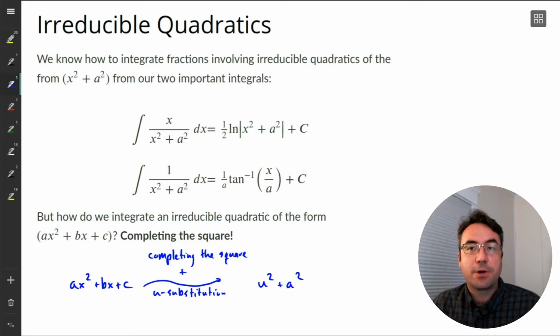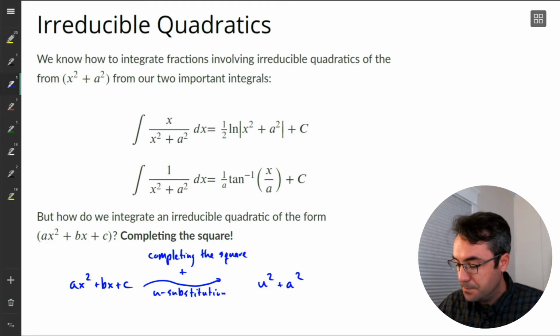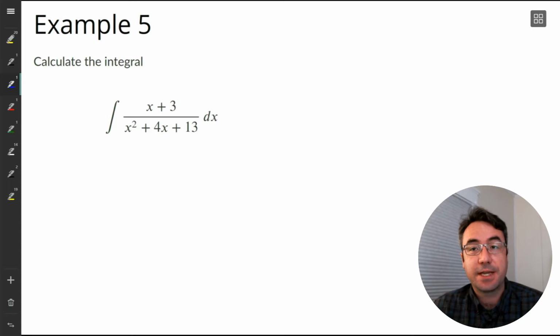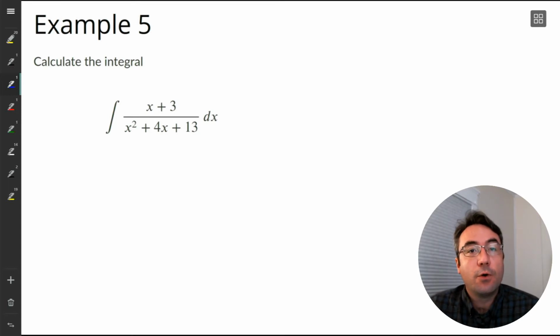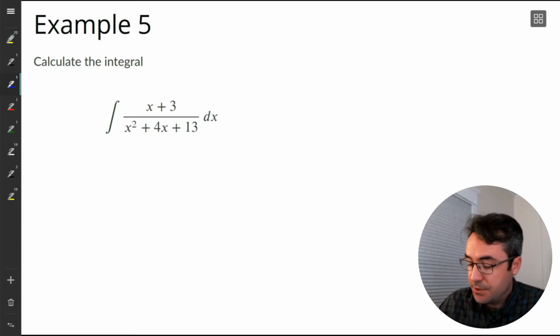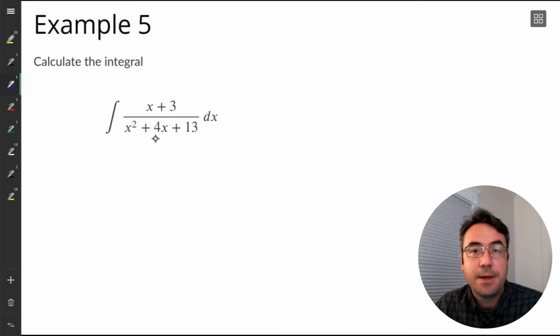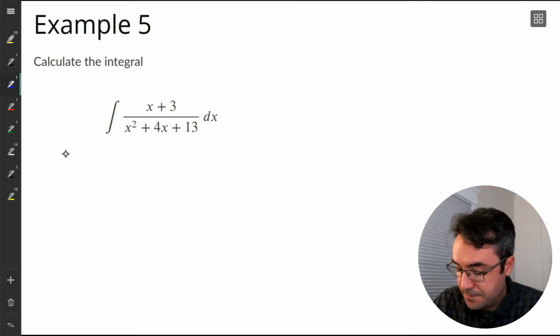So let's see how we're going to do this. And we'll look at an example to guide us here. So let's do the integral of x plus 3 over x squared plus 4x plus 13. Now this is a rational function, so we would try to do the partial fraction decomposition. So we would look to see if this factors any further, but it doesn't. This is an irreducible quadratic.